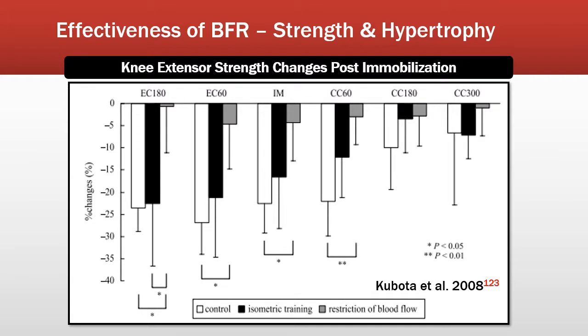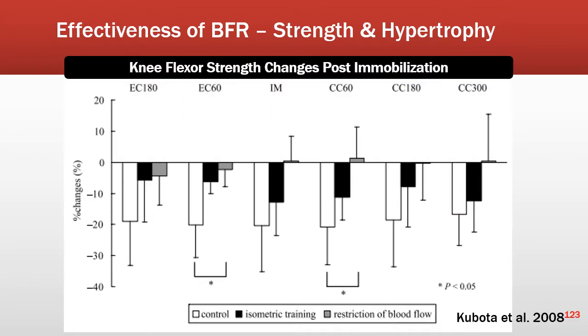Okay, and here's another representation of that in the knee extension strength changes post immobilization. And same story here, right? In each of the groups, the BFR group consistently won out. You've got knee flexors, same story.